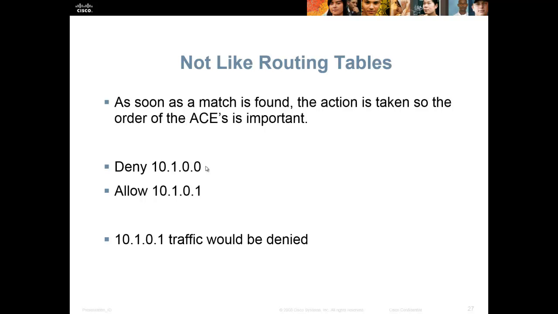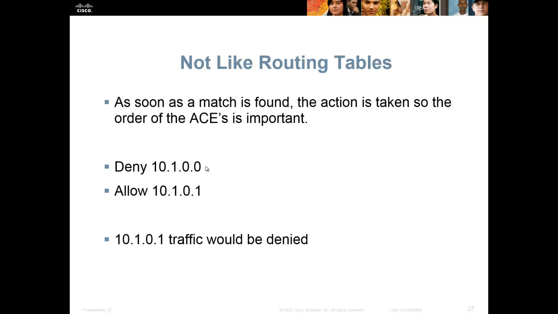So when you do your ACL, you have to create your ACEs, your access control entries, in order, and you typically want the allows up front. So if you want to allow one host but block everybody else, you have to allow 10.1.0.1 and then deny 10.1.0.0. Otherwise, you'll deny that host. So again, the order of your entries is important.